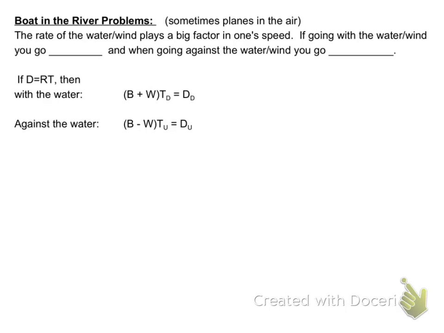So basically when we talk about boats in the water or planes in the air, we're going to have that effect of the wind. And the rate of that wind or water plays a huge factor on your speed. If you're going with the water or wind, you will go faster. Let's assume the same amount of everything is put into it. If you've got a tailwind pushing you along, you're going to go a little bit faster. And if you're going against the water or wind, you will go slower. And that generally makes sense, right?